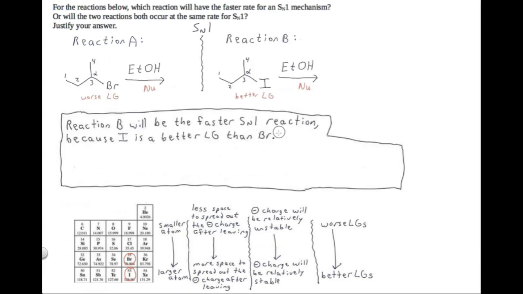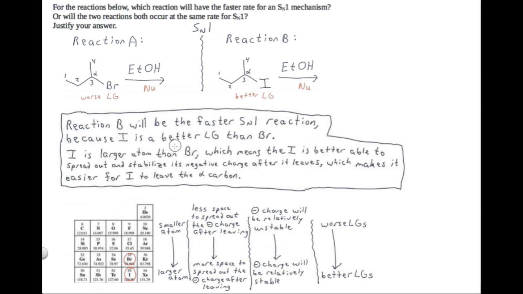Here is our answer, or the beginning of our answer. We've decided reaction B will be the faster reaction. Remember, we must justify our answer. So we can start our justification by saying that reaction B is faster because iodide is a better leaving group than bromine. Now, some professors might consider that enough justification. Some professors might give you full credit for this justification. But I think maybe other professors would want further justification for why iodide is the better leaving group.